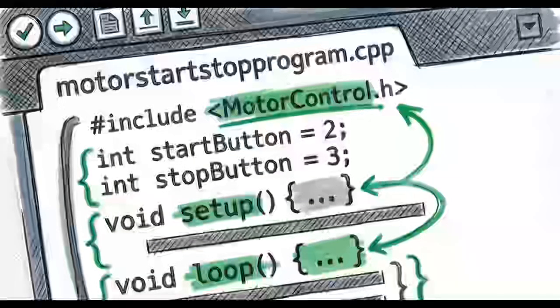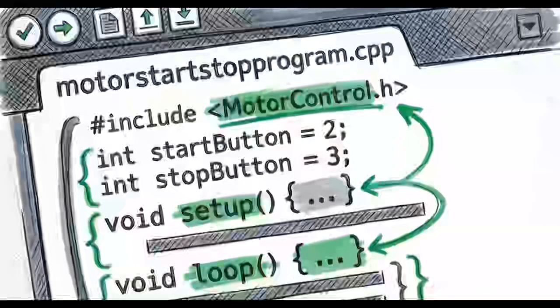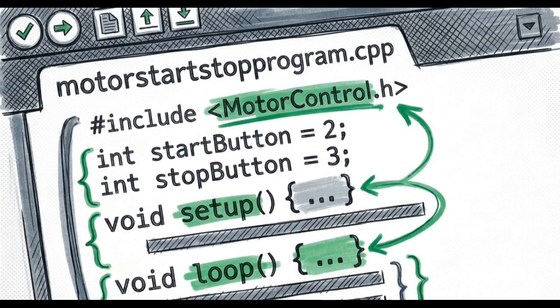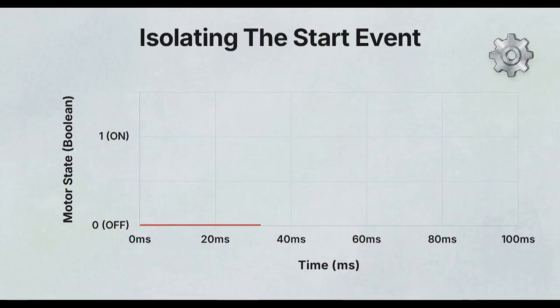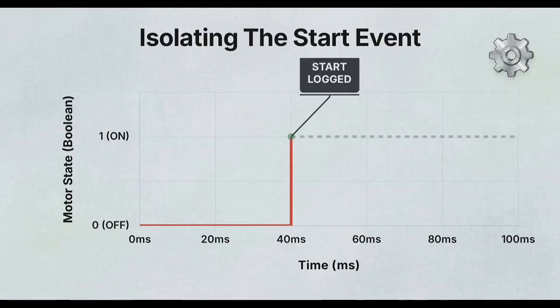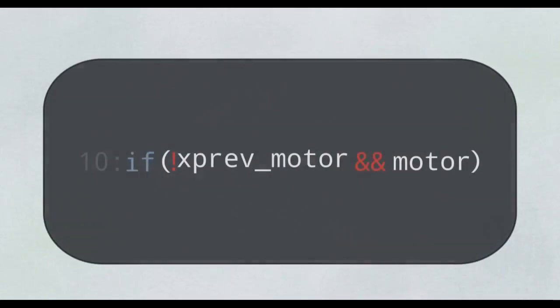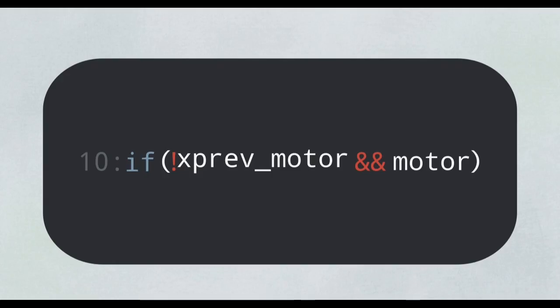With the bridge established, we transition to the execution script, the motor start stop program.cpp source file. The analytical requirement for this script is highly specific. It must count the exact moment the motor starts, ignoring how long it actually runs. Capturing that single fraction of a second requires what programmers call state change, or edge detection logic. This diagram highlights line 10 of our source code, where the core logic occurs. We have an if statement comparing xprevMotor against the current motor state.